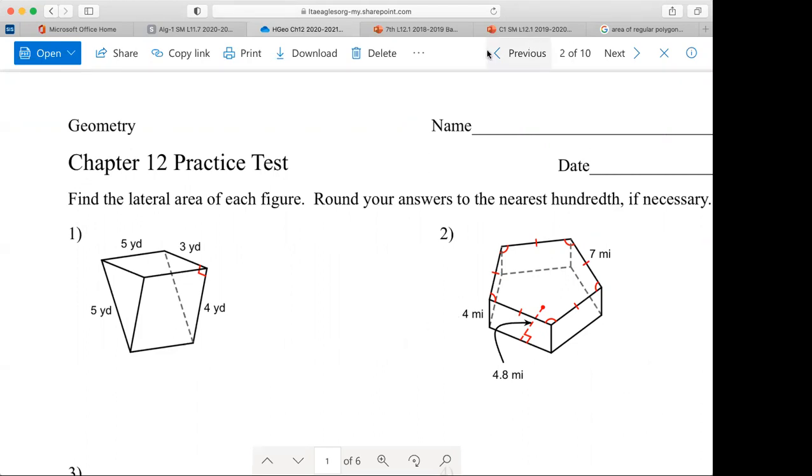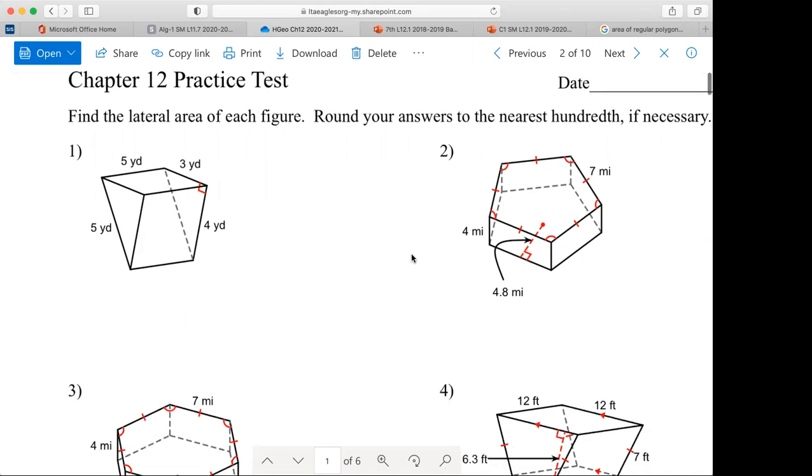So here we go. The first thing in the chapter was prisms. We did lateral area, total area or surface area, and volume. Remember, lateral area is the area of just the sides. Be very careful with this. Notice question number 1 is maybe the hardest question. It's not hard to calculate, but it's the hardest one to wrap your head around. If lateral area are the sides, be careful.